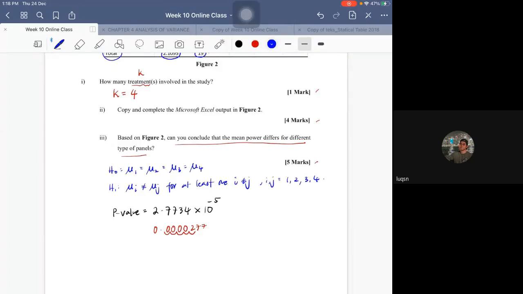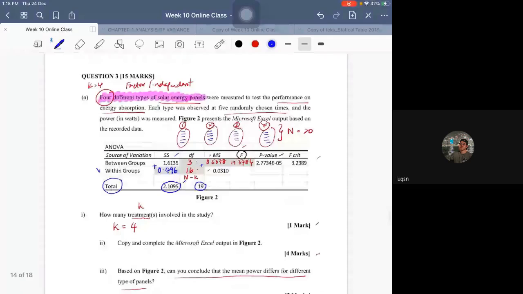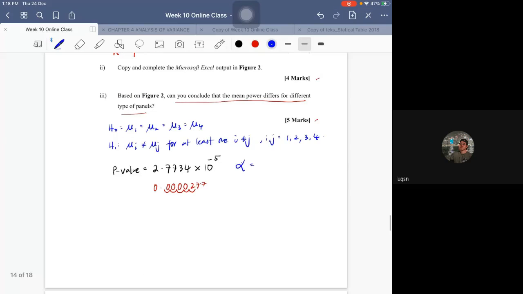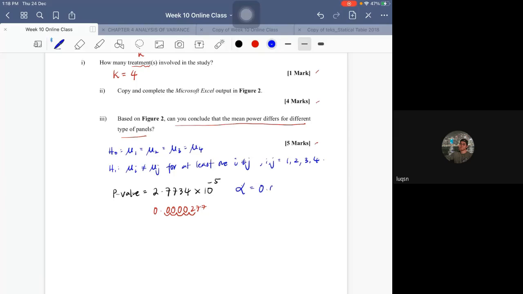And I'm going to compare that with the value of alpha. And for this case, definitely alpha is not given, so therefore that is going to be 0.05. And of course, 0.0000277 is actually much, much smaller than alpha. So should I reject or do not reject, according to the p-value rule? What should we do? Okay, that's right.